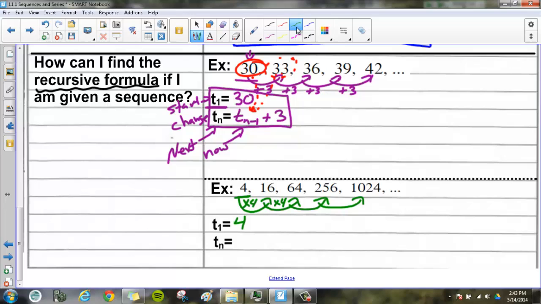See that? 4 times 4 is 16. 16 times 4 is 64. 64 times 4 is 256. And 256 times 4 is 1,024. And if you do it times 2, you're at 2048.